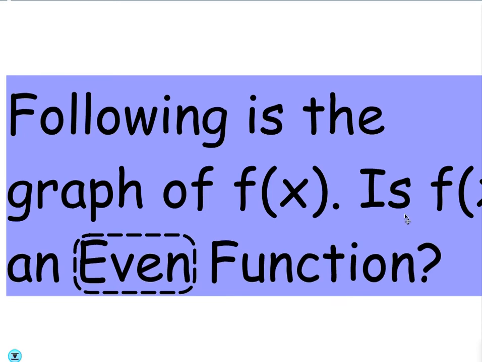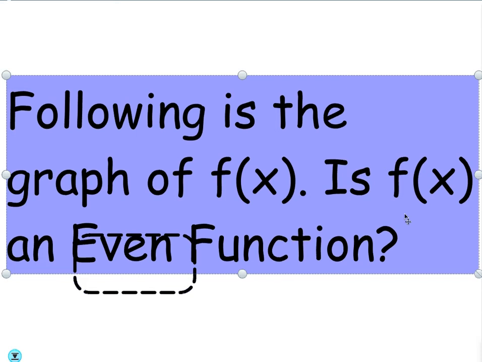Only on the y-axis. That's a good question. He's saying, what if it's symmetrical about another vertical line that happens to not be on the y-axis? It won't be even. It has to be right on the y-axis.